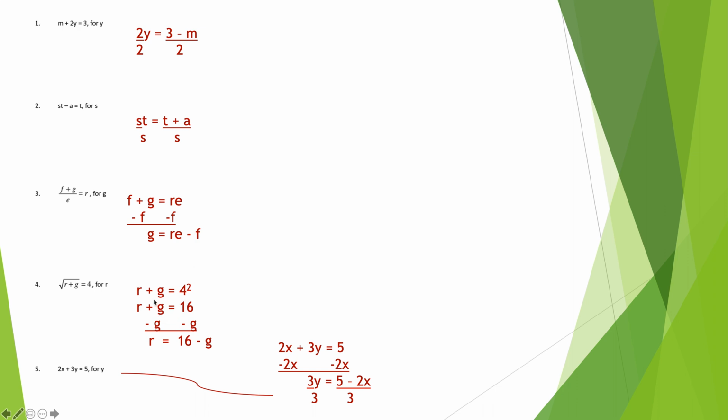Next one, the square root of r plus g equals 4, solving for r. I showed you the steps on this. The first thing you have to do is get rid of this radical here. So I square both sides. If I square the square root of r plus g, I just get r plus g. Squares and square roots are inverse operations. They undo each other, so the radical's no longer involved. But since I squared both sides, I had to do 4 squared. That gets me 16. And then I subtract g from both sides. And I get r equals 16 minus g.